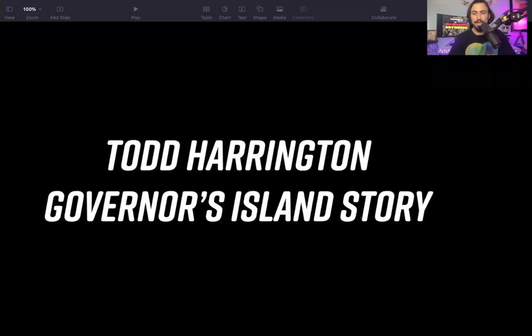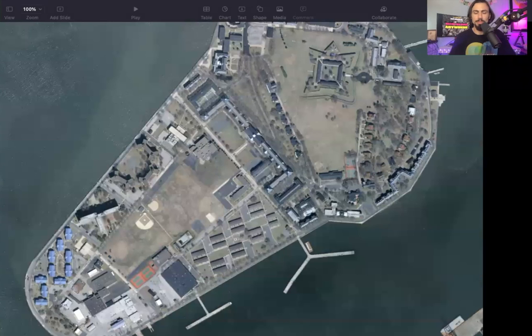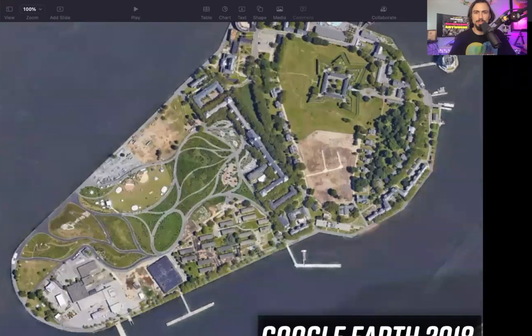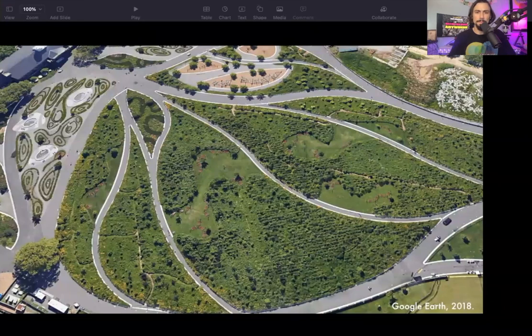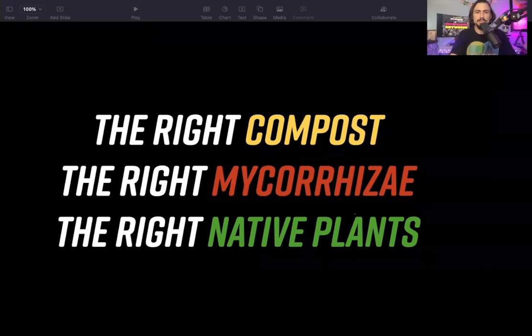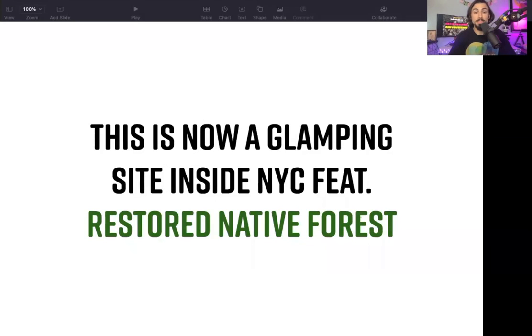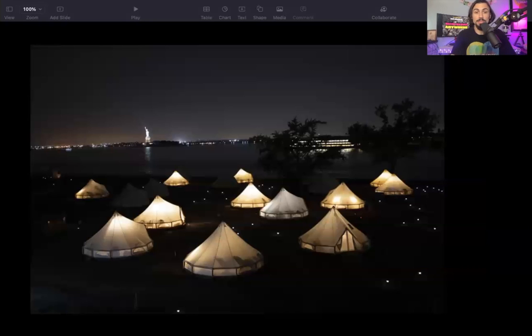Todd Harrington's Governor's Island story. Todd Harrington did an incredible job. I heard about this story. This is, before, look to the left side, okay? Not the right side so much. See that transformation back and forth? It's beautiful. And what it was, compost, mycorrhizae, and native plants. And now it's a glamping site inside New York City. And it features this restored native forest. It's beautiful, right? Don't you guys think that's beautiful? I think it's a statement about where we're headed.